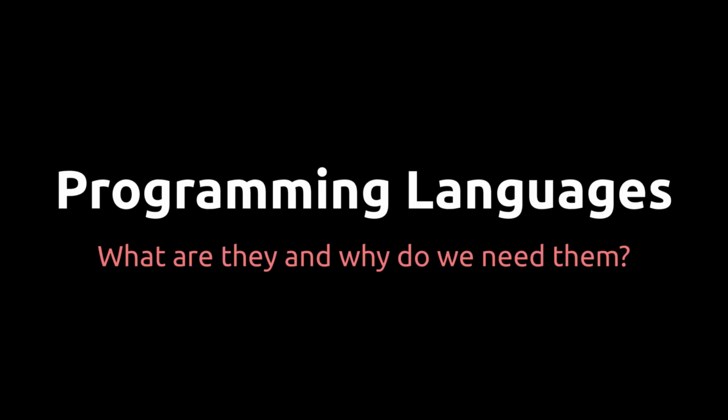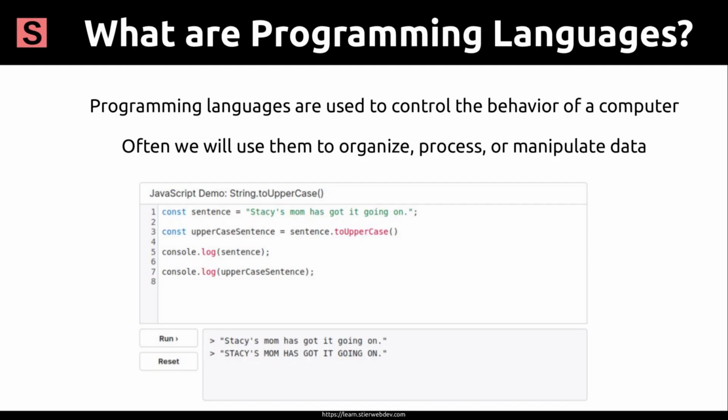After the last two lessons, you understand why we need markup languages and why we need style sheet languages. So what's a programming language and why do we need it? Programming languages are used to control the behavior of a computer. We'll use them to organize, process, or manipulate our data.